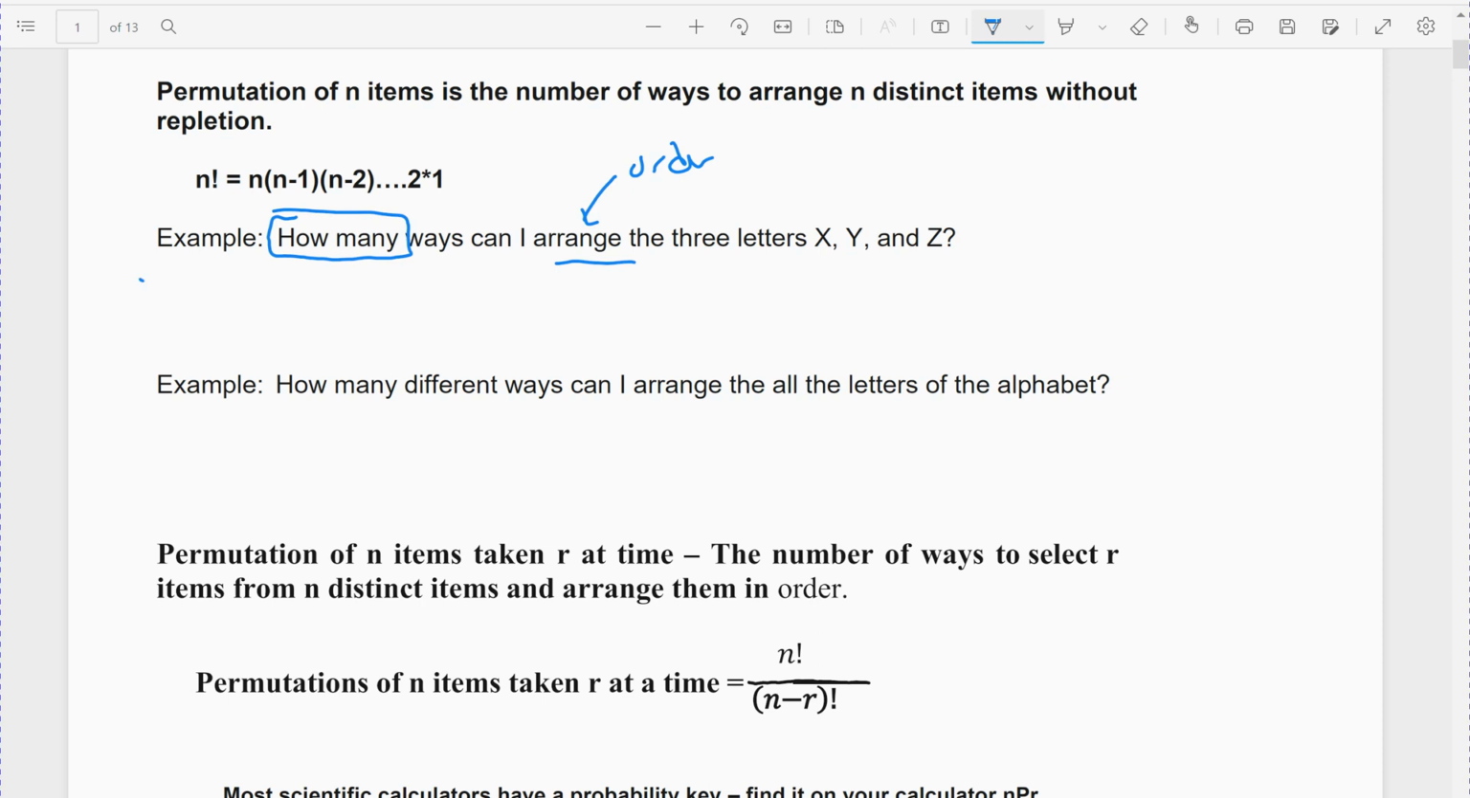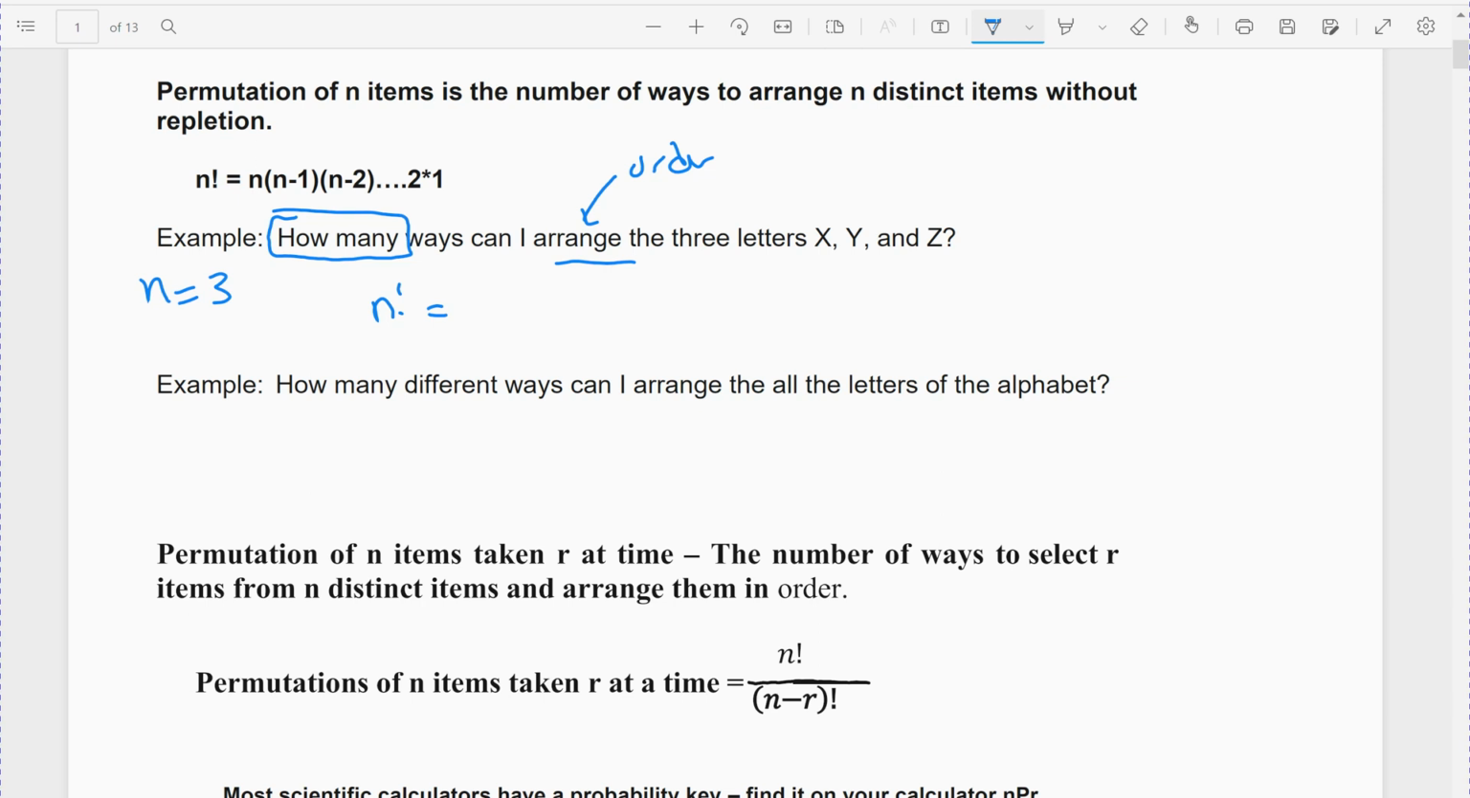Well, there are 3, so n is 3. And so to do this, it would be n factorial, which there's a factorial key. All calculators have them. You just have to figure out where your factorial key is. Most of them, it's located under the probability button on your calculator. For simple scientific, there's usually a probability key. For your graphing calculators, that's usually under the math key, and then you have to scroll over to probability.